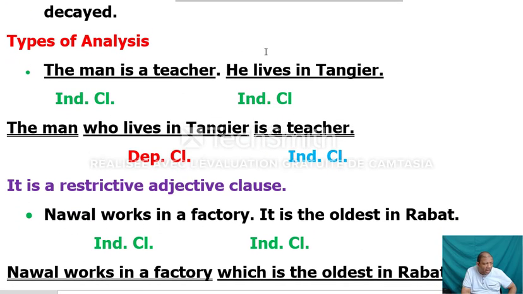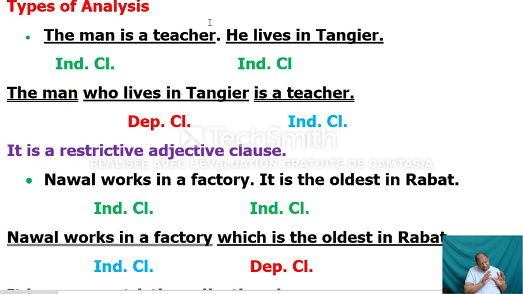In order to finalize my lecture, let me give you some types of analysis in order to know how to analyze a passage. Analysis. The man is a teacher. He lives in Tangier. The two words that are repeated: the man and he. This is the day of the exam; you are going to have sentences like this, but a little bit complicated, with a mixture of adjective clause, noun clause, participle phrase, infinitive phrase, gerund phrase, adverbial clause, plus abridgment.